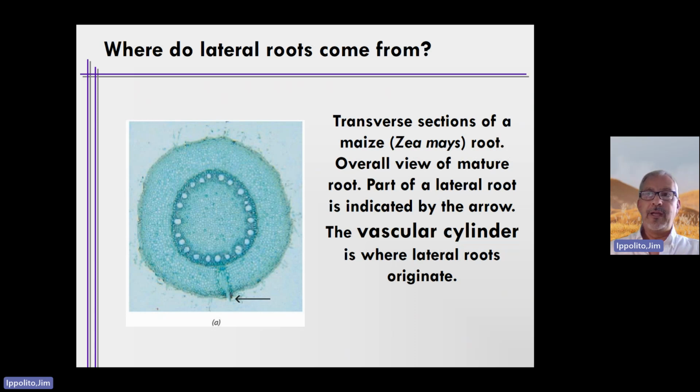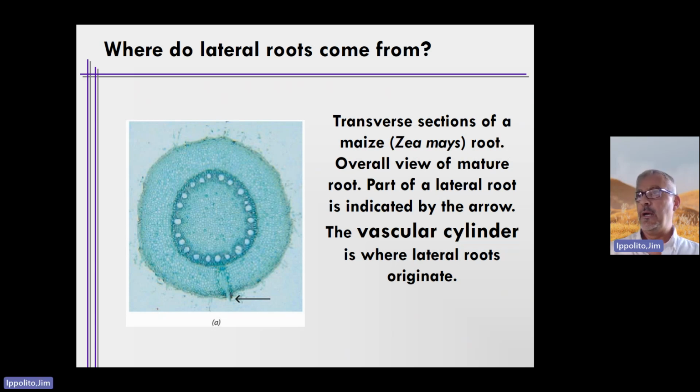And lateral roots emerge from the vascular cylinder or the vascular bundle. And then they send out root tips, right? So there's a root cap, there's an apical meristem, and then there's root hairs for exploration of water and nutrients. And this continues over and over and over until the plant dies, right?